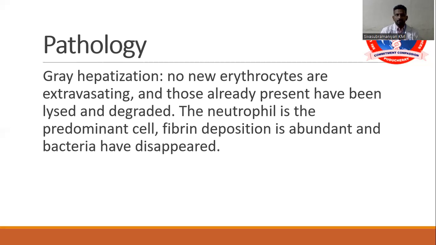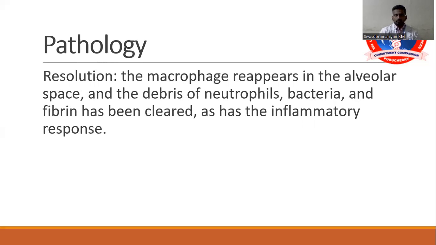Subsequently, you have the gray hepatization phase, when there are no new erythrocytes extravasating, and all those that are already present have been lysed and degraded. The neutrophil is the predominant cell, the fibrin deposition is abundant, and the bacteria have disappeared. After these phases, you have the resolution phase, where macrophages reappear within the alveolar space, and the debris of the neutrophils, bacteria, and fibrin have been cleared. The inflammatory response has also been cleared during this time.